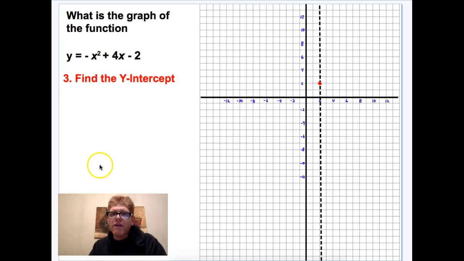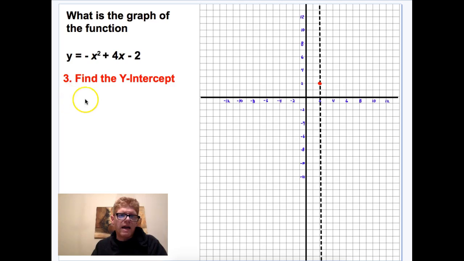Now in order to graph our parabola, we'll need more than one point, right? We have one point, our vertex, and because it's a negative, we know that our parabola is going to be opening down. But we need to find another couple of points, and the easiest one to find is actually going to be our y-intercept, because at the y-intercept, our x value is going to be 0.